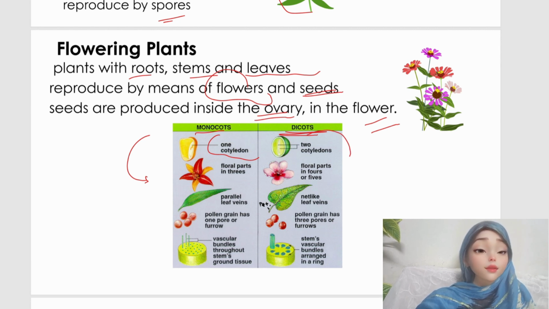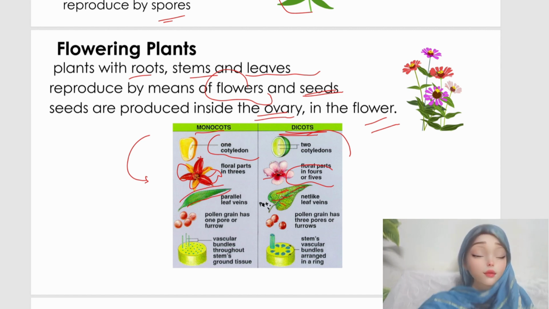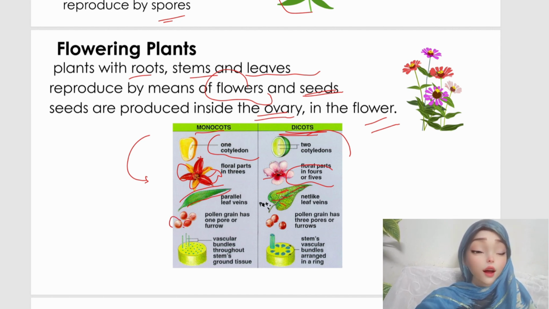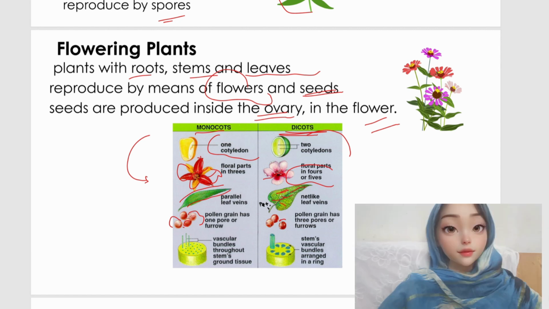In monocots the floral parts are arranged in threes, while in dicots the floral parts are arranged in fours or fives. Next, monocots have parallel veins, and dicots have net-like leaf venation. In the monocots the pollen grain has one pore or furrow, while in the dicots the pollen grain has three.